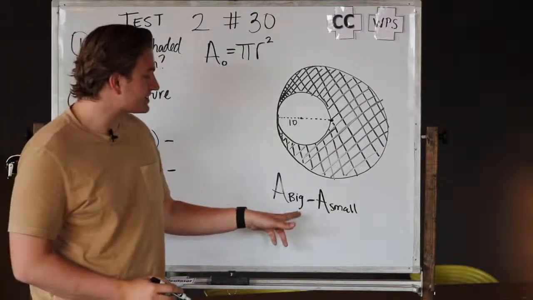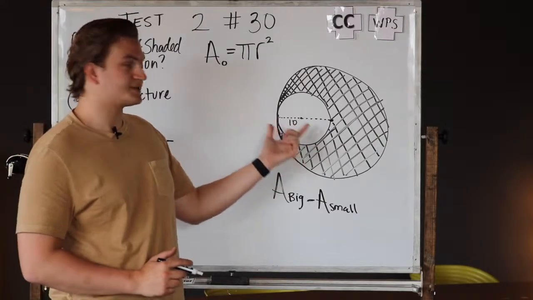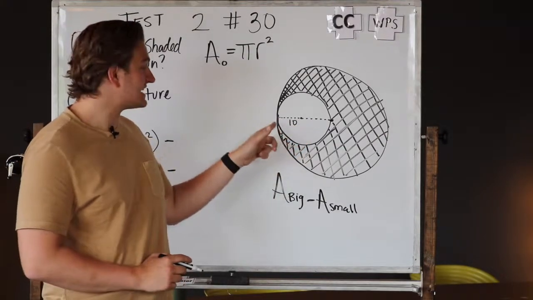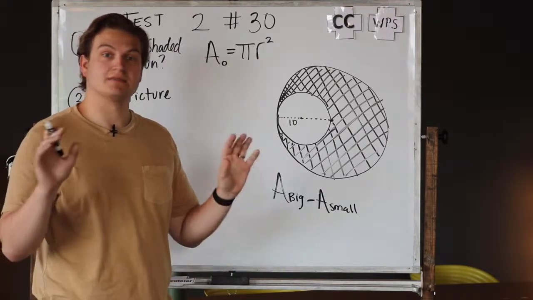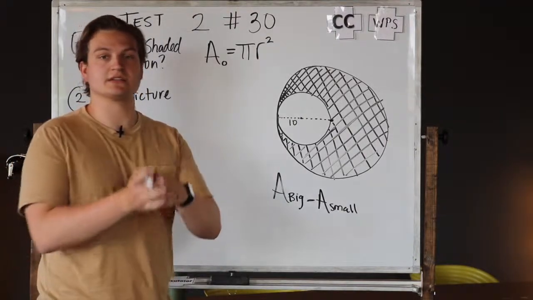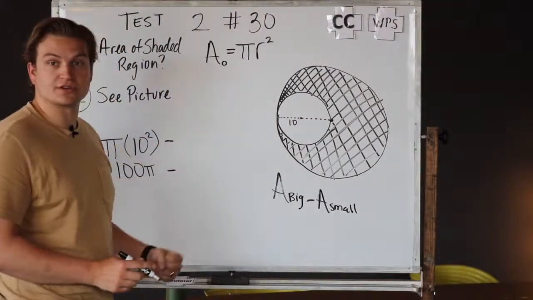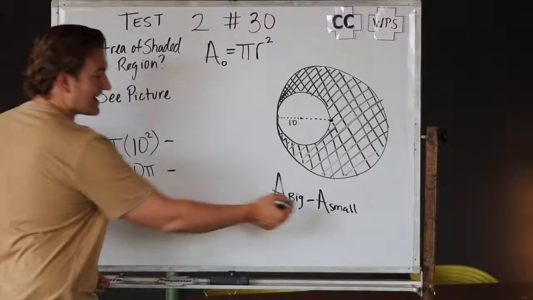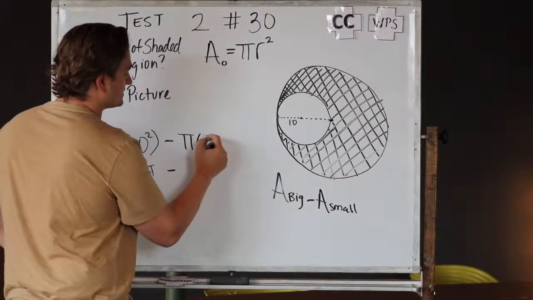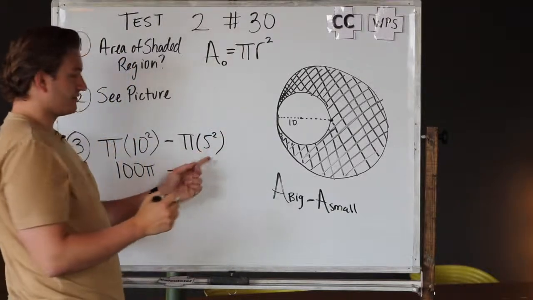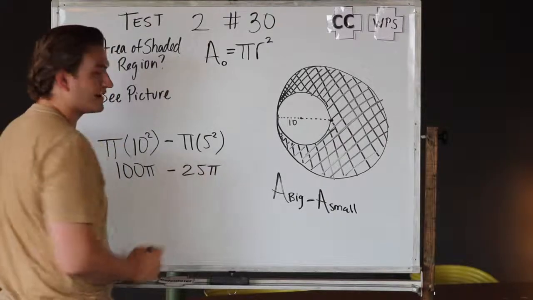Now, next thing, we need to subtract the area of our smaller shape. Our smaller shape is this small circle. And if the diameter of the small circle is 10, that means the radius must be 5, because the radius is always half of the diameter. So the radius of this circle is 5, which means that the area of this small circle is pi times the radius, which is 5, squared. 5 squared is 25, so this is the same thing as 25 pi.